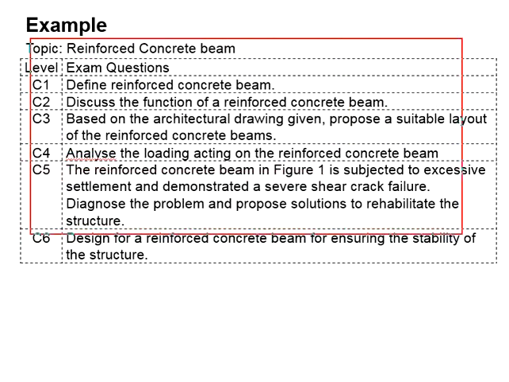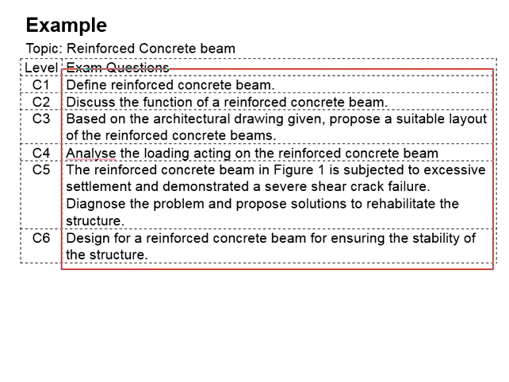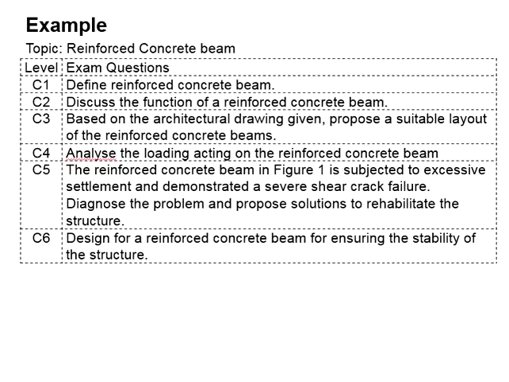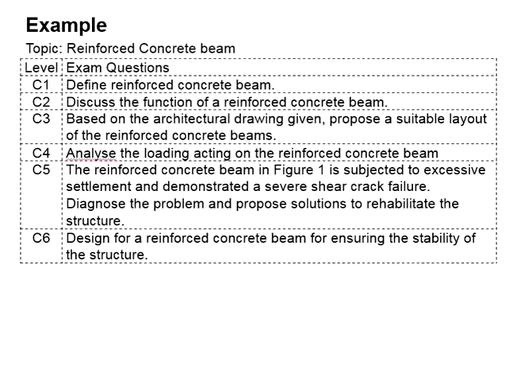What we are showing here is an example of how you can produce exam questions of different cognitive levels out of the same topic. Let's say now C1 here is about remembering, and the topic now is about reinforced concrete beam. You may set your questions asking them to remember or recall. You can refer to the list of the terminology here to have an idea how you can set the question. Let's say now for C1, define reinforced concrete beam.